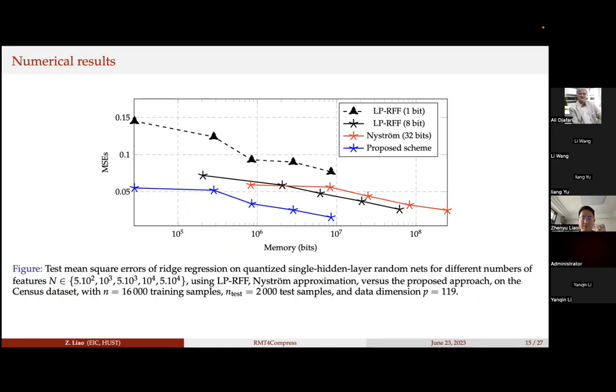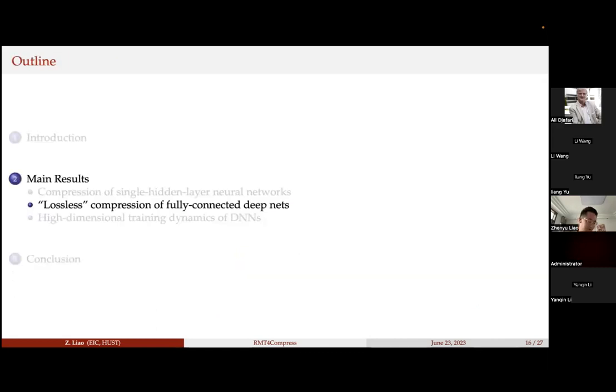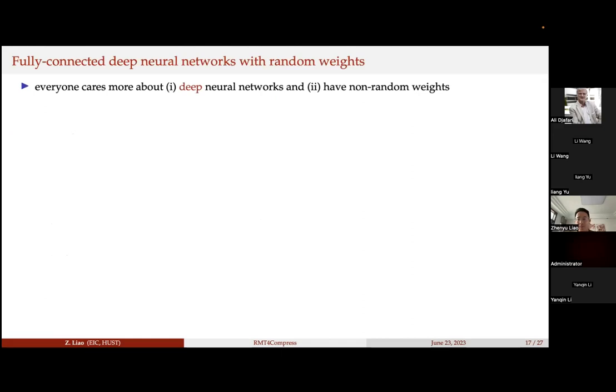So here I have covered the first thing I would like to mention, which is how to apply random matrix and high dimensional intuitions to compress a single hidden layer neural network. And then I will try to extend this idea to deep neural networks, okay? Because people care about this, right? Everyone cares more about deep neural nets, and in particular, when the neural network does not have random weights, okay? They want to train the neural nets to get pretty good performance, okay?